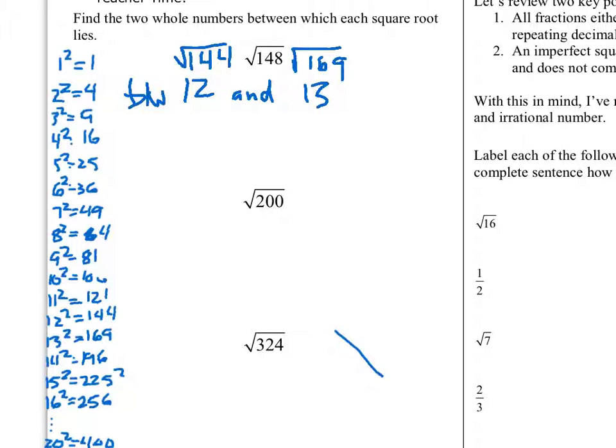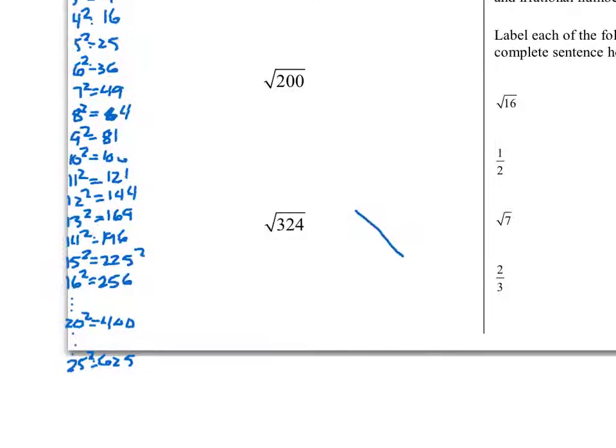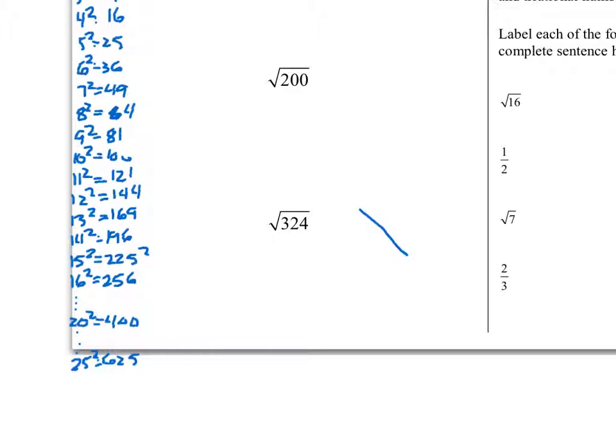Looking at the next one, square root of 200. I want to keep coming down the list. What's my perfect square right before 200? Oscar? So he's saying square root of 196. That's 14. On the other side is 225, square root of 225, which is 15.